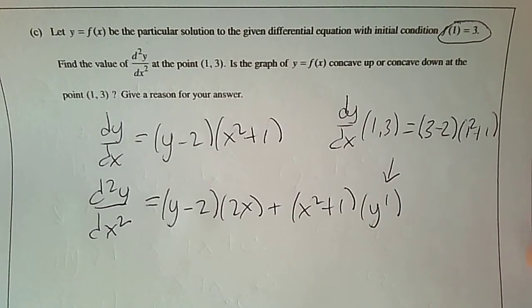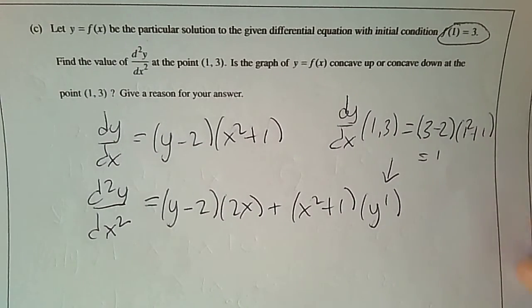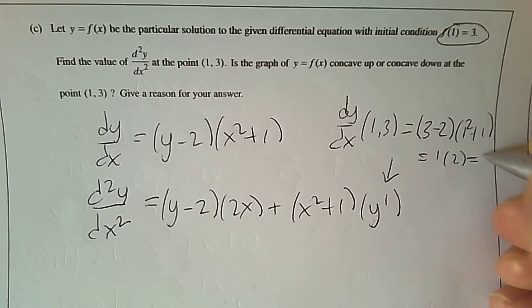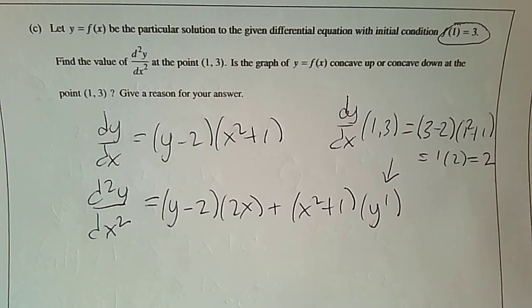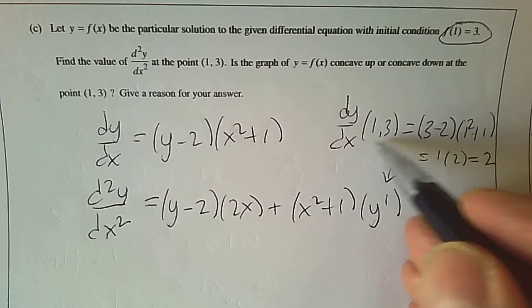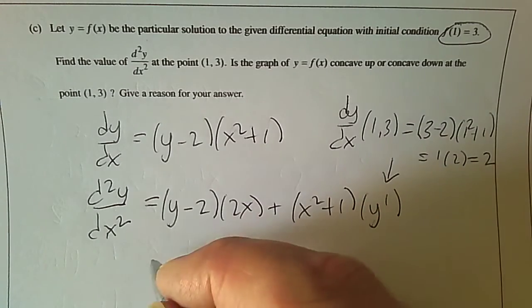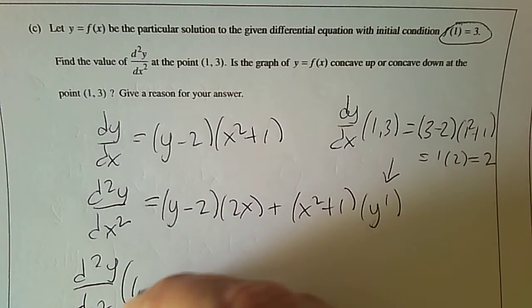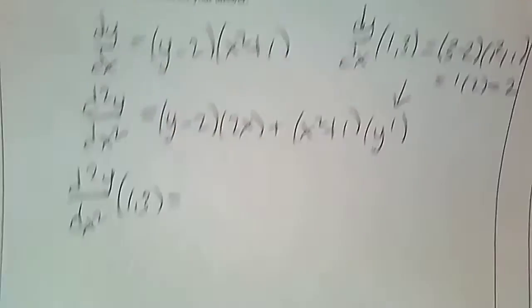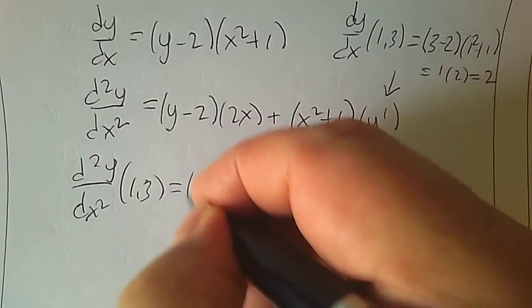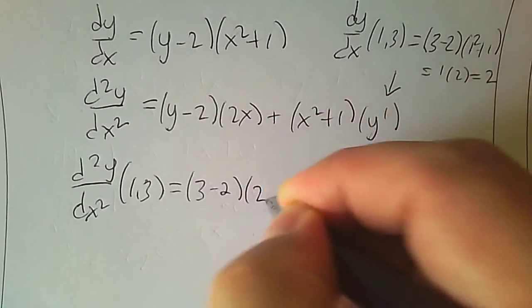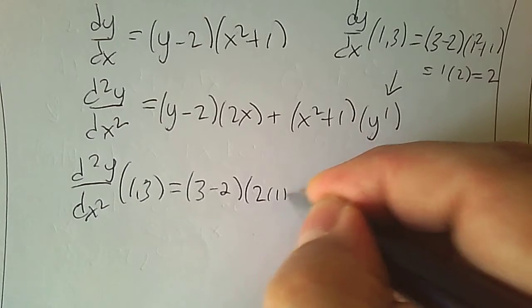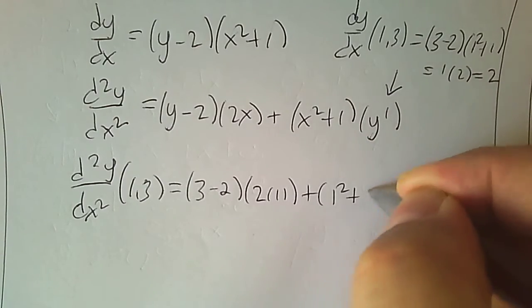So I'm going to plug it in. 3 take away 2, that's 1. 1 squared plus 1, that's 2. So 1 times 2. What's the value of the derivative at (1, 3)? The answer is 2. So now I'm going to do a substitution. If I'm plugging in at (1, 3), now that I took the derivative, where there's a y, I'm going to plug in 3. Where there's an x, I'm going to plug in 1.